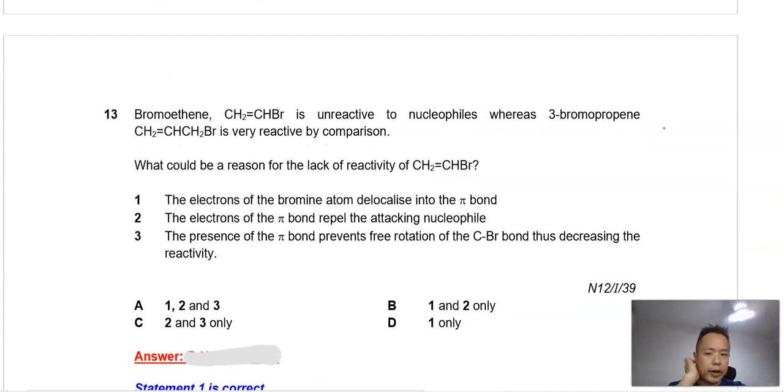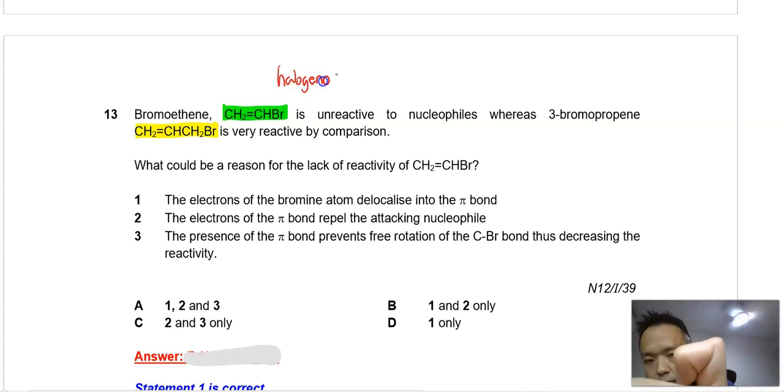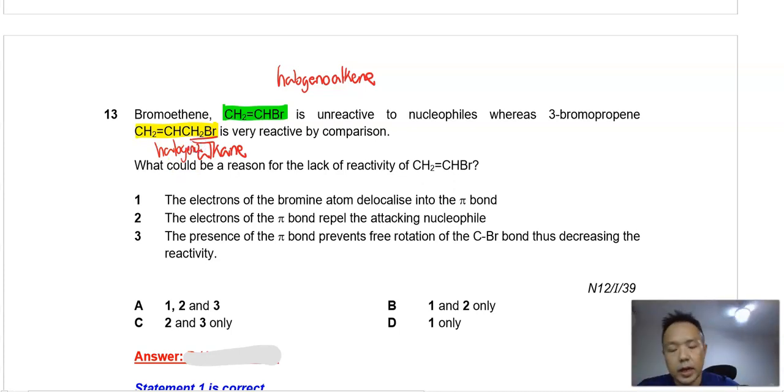Bromoethene is very unreactive to nucleophiles, whereas bromopropane is very reactive by comparison. Again, in this case, we have a halogenoalkene versus a halogenoalkane. This Br is connected to CH2, which is an sp3 carbon. So this is a halogenoalkane, this is a halogenoalkene. Look at the difference. So why is a halogenoalkene unreactive?